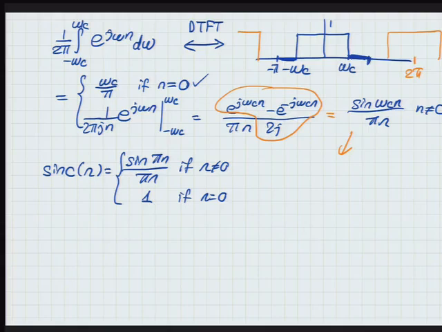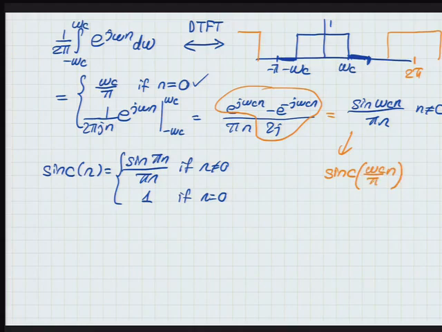Any ideas? If omega c was pi, it would be great, right? It would be a perfect sinc there. But it looks like it needs a little more work than that. So what if I say sinc of omega c by pi n? Does that work?